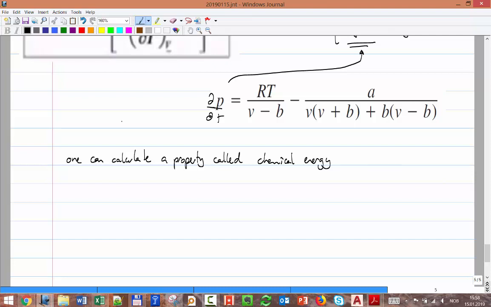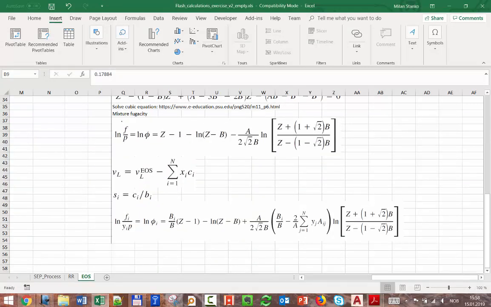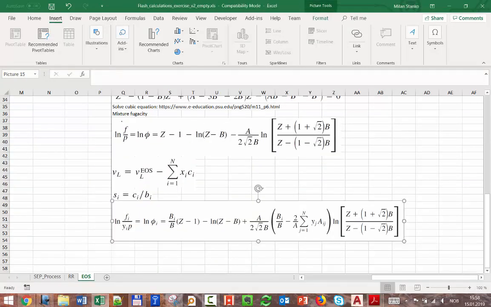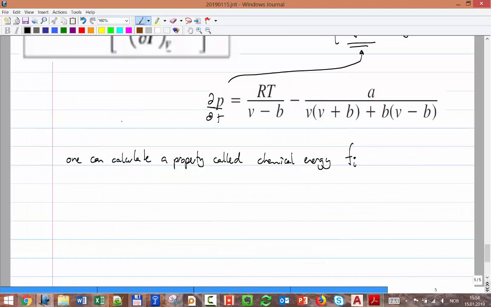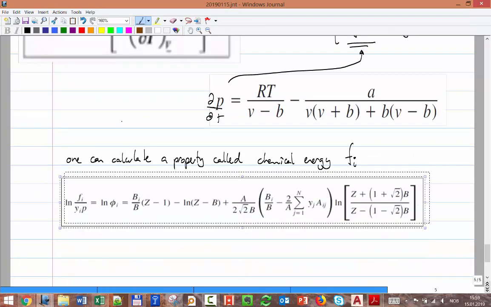Okay, the chemical energy is this fugacity for each component, Fi, and it has that ugly expression. We are going to finish very soon, so don't be stressed. So why is that property very useful?